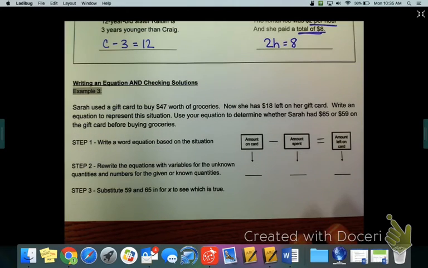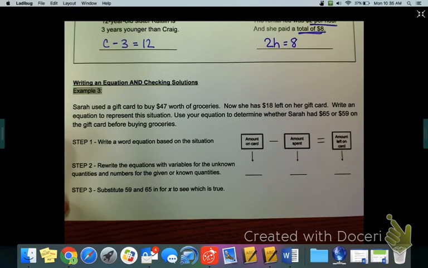I know these notes are long. There's one more section where we're going to write an equation and check for solution. So we're going to take the two things we just did and combine them into one problem. Okay, let's look at example 3.